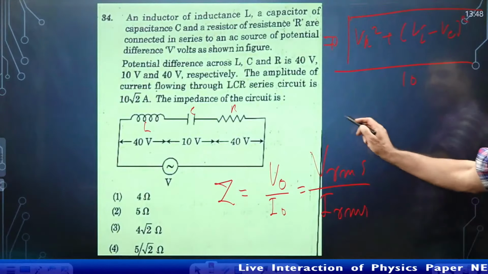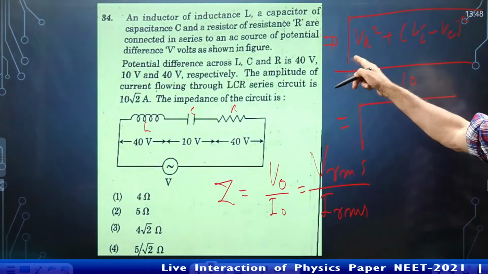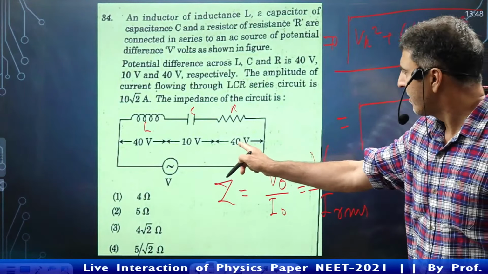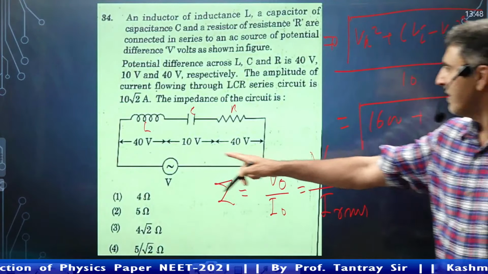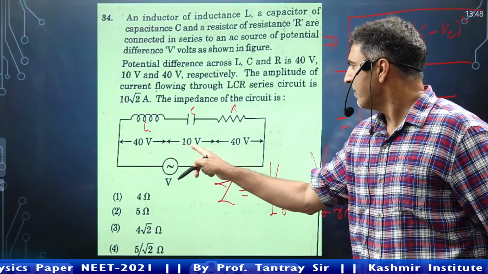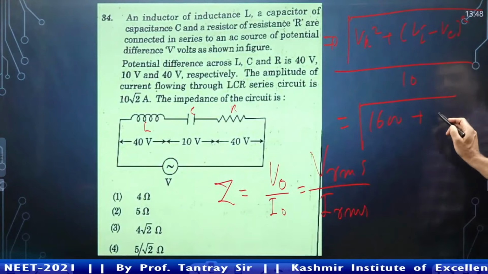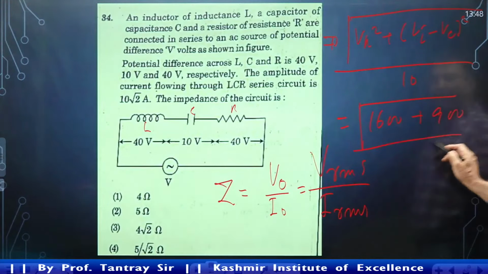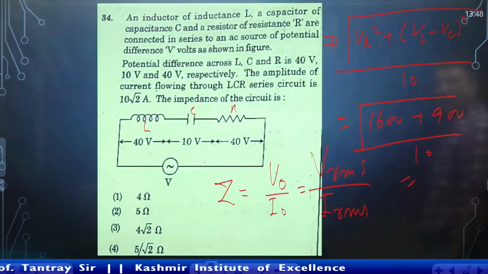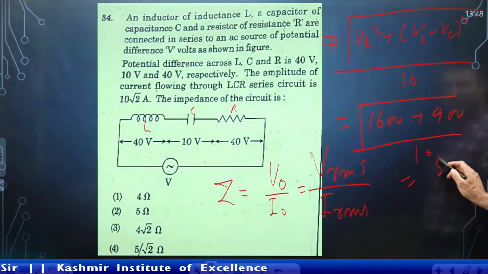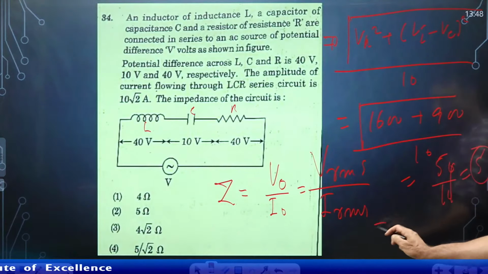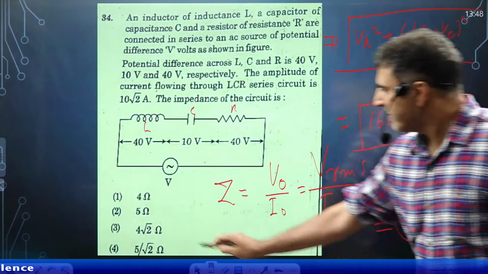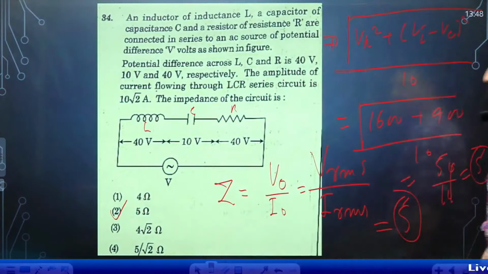So here, VR square is what? What is voltage across the resistor? 40. 40 square, 1600. Plus VL, that is 40, minus VC, that is 10, that is 30. 30 square, so 900. Total 2500. That is 50, by 10. That is 5 is the answer. 5 is the answer for this question. That is the 5 ohm here.